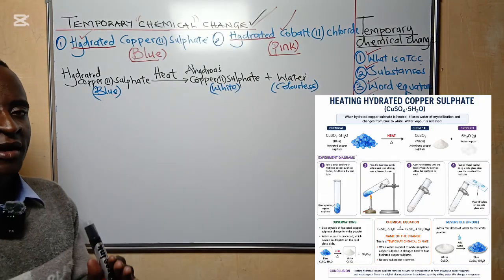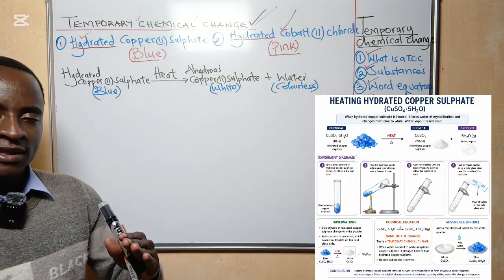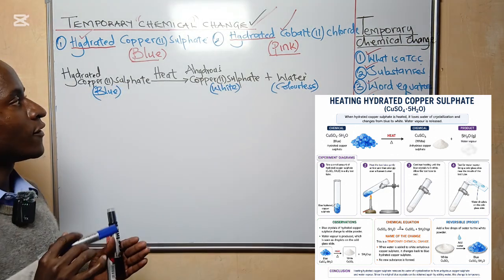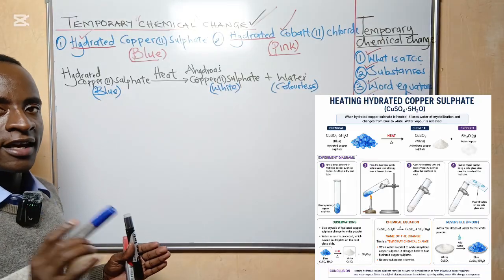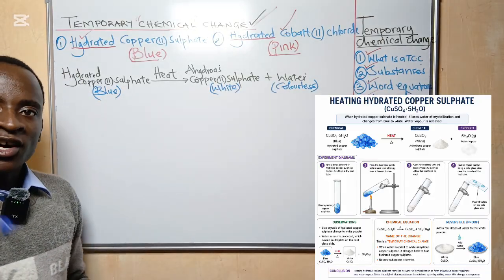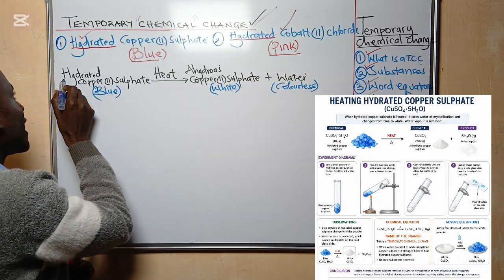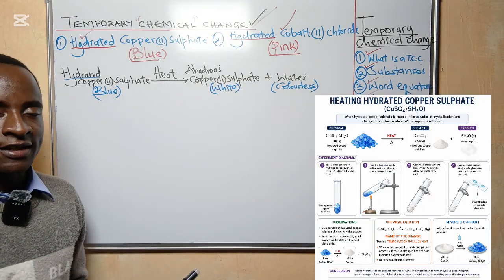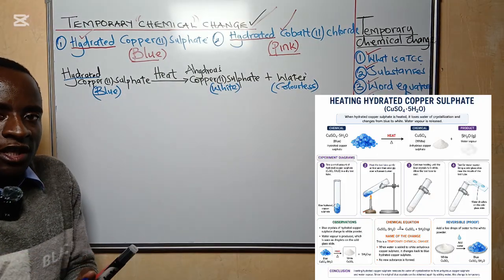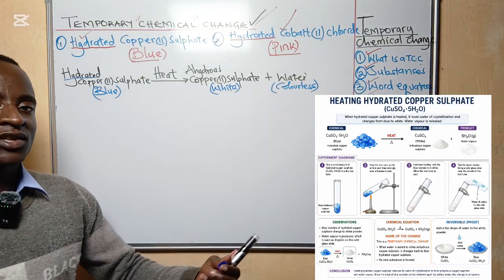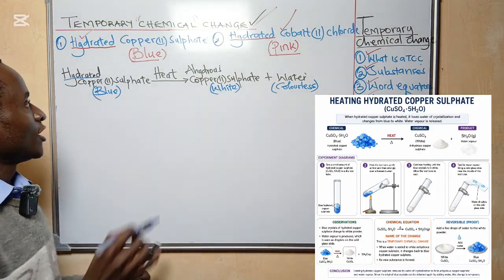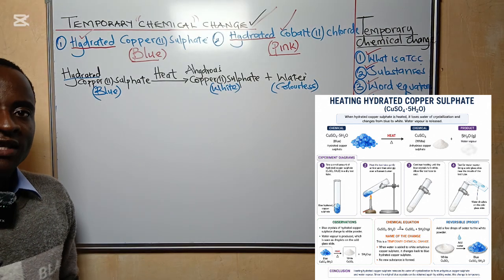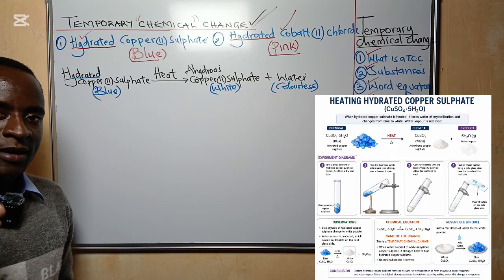Now, the second question which we need to ask ourselves: why is it that when we heat hydrated copper 2 sulfate, it forms a white powder and a colorless liquid? Now, this is what happens. The word hydrated here means that copper 2 sulfate has water in it, right? And this type of water, we call it water of crystallization. So hydrated means it has water. Now what happens when you heat a substance that has water in it?